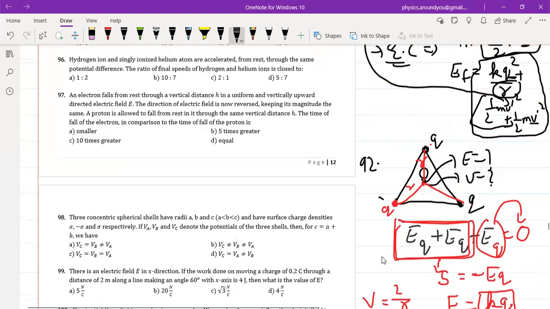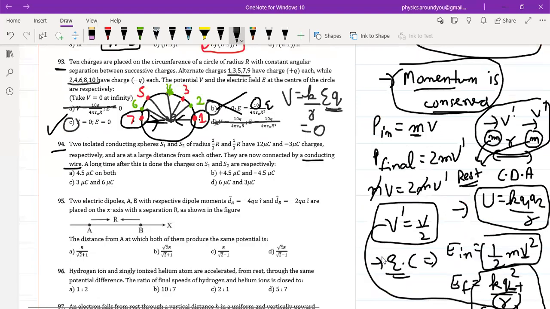Yes. So now is the time to look at the options. Sphere 1 has the higher radius, so it will have a higher charge. The first option is eliminated because it shows both of them have the same charge. That can't happen because both have different radii. The second one shows one has 4.5, the other has minus 4.5. Utter nonsense, since the total charge 4.5 minus 4.5 gives you 0, whereas initially the total charge is 12 minus 3, which is 9.